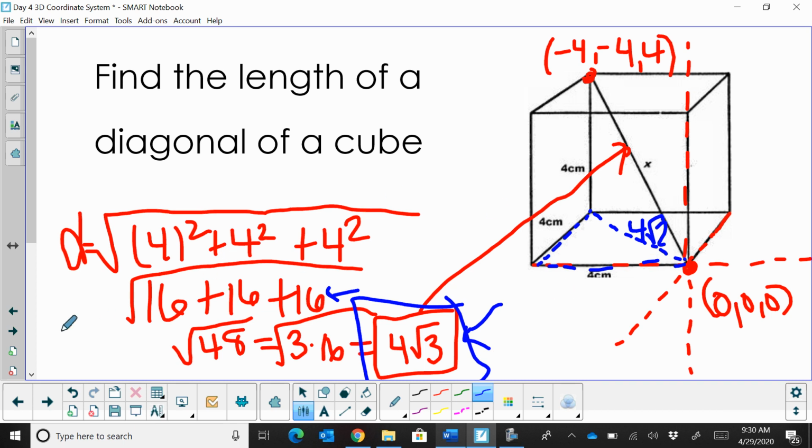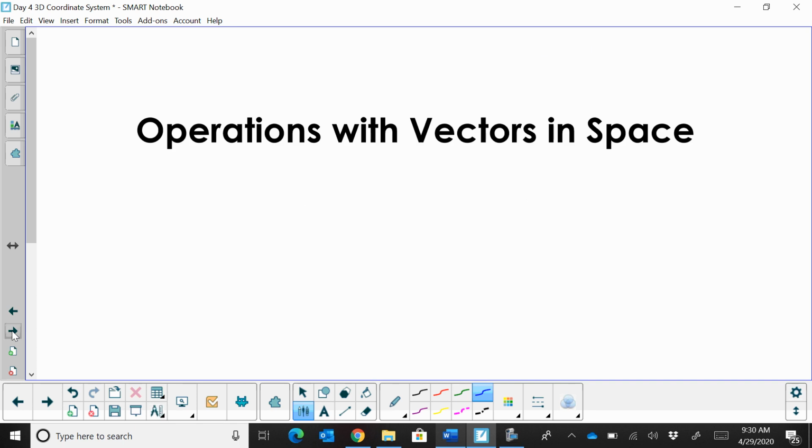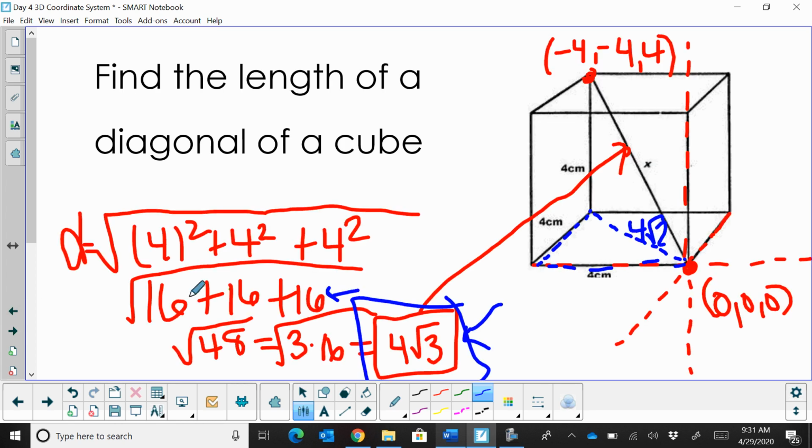So that is kind of the basics of the 3D system. And the next video is going to be on operations with vectors in space in 3 dimensions. So you can watch that other video, but this is the first one, just getting your feet wet with the 3D system.